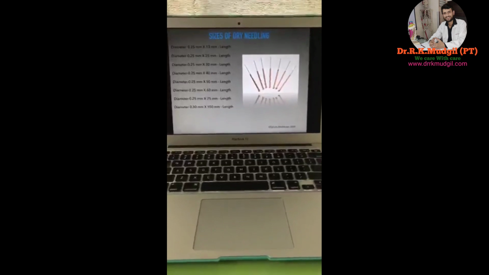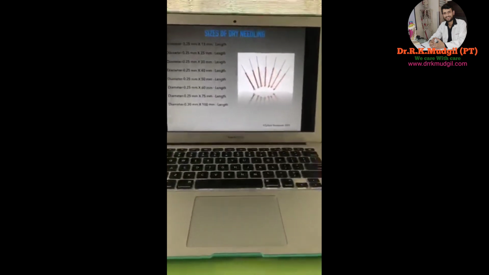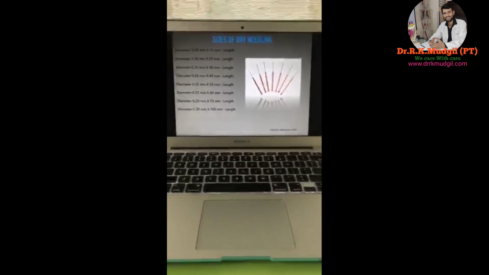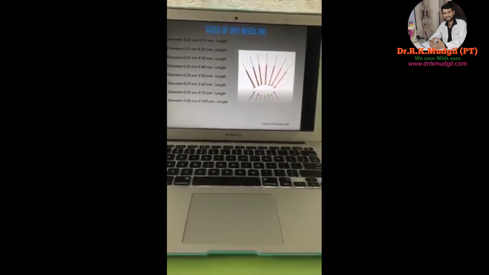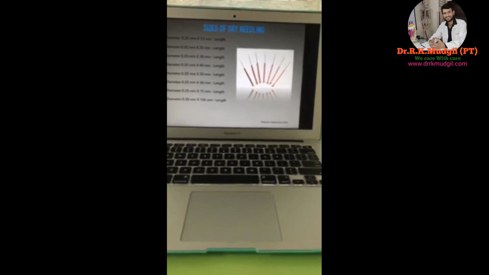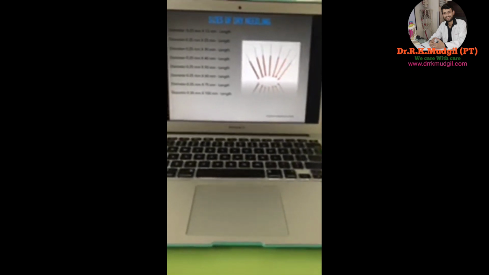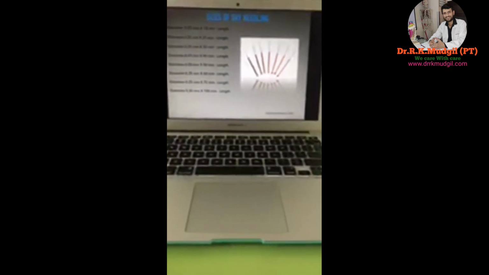Whenever you want to insert the needle, we have to always consider the visceral structures as well, because if we are inserting the needle over the nerves instead of the trigger point, it might give a sharp shooting pain to the patient, and sometimes neuropraxia might happen.